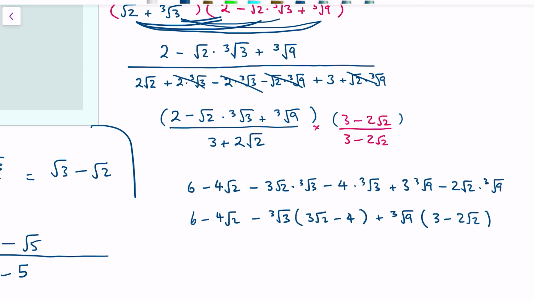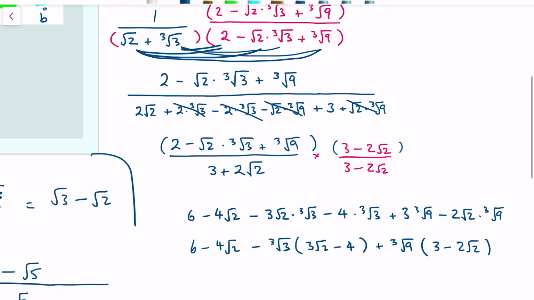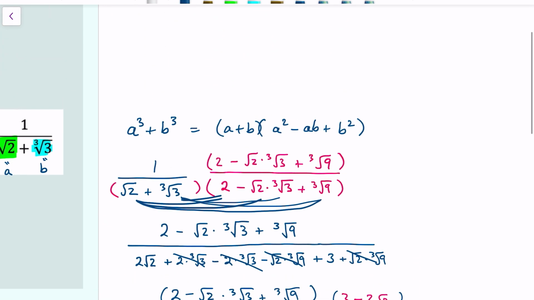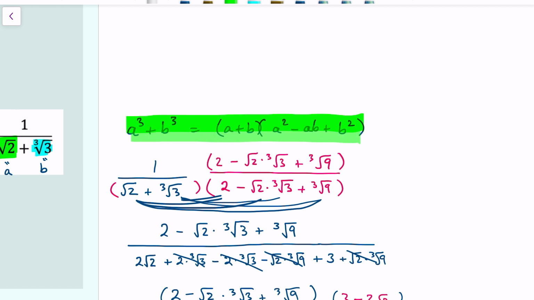So, really tedious, but you wouldn't have got anywhere with conjugates unless you knew this sneaky relationship here between a cubed plus b cubed and that quadratic factor that we needed to multiply the top and bottom by. Hopefully you found that interesting. It's quite nice to take an achieved problem and really think about why it works and how to make it harder.